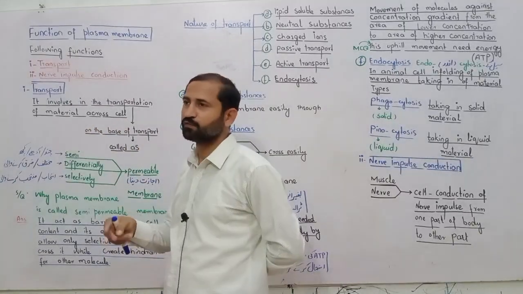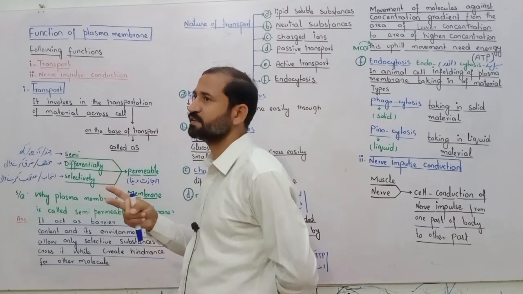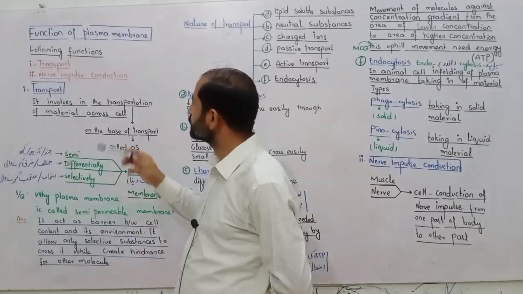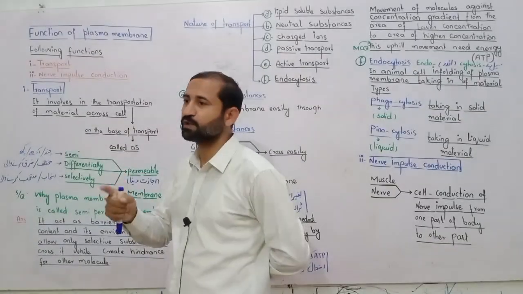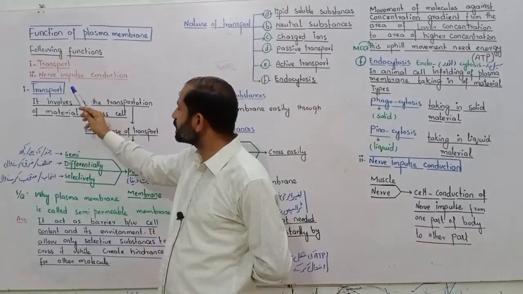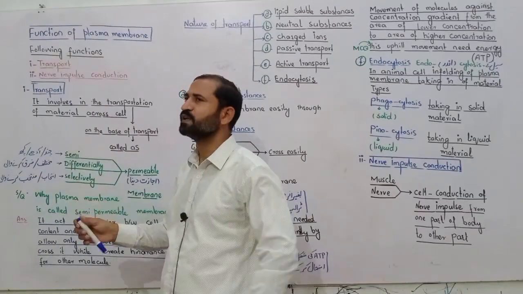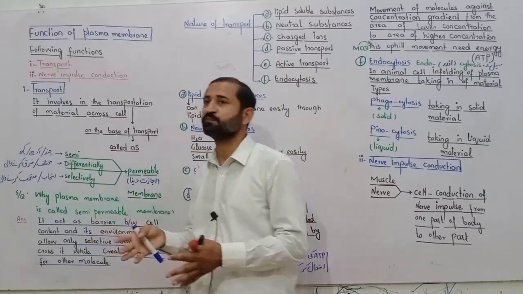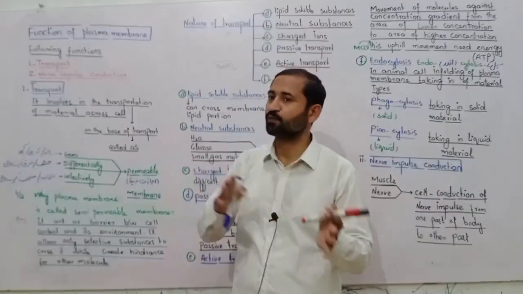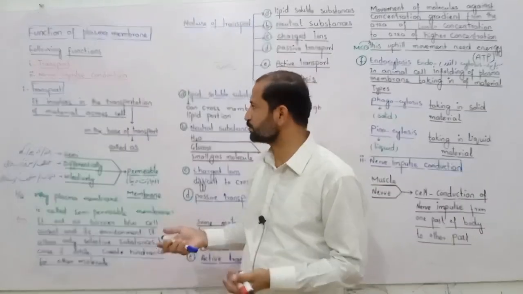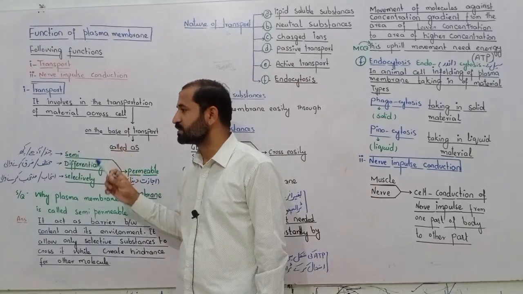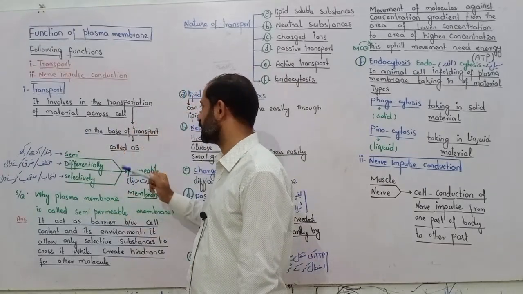In this syllabus only these two functions are discussed: number one, transport, and number two, nerve impulse conduction. We will explain these one by one. First of all, transport means the exchange of material from inside of the cell to the outside and from outside of the cell to the inside. This is known as transportation, and it takes place through the plasma membrane.